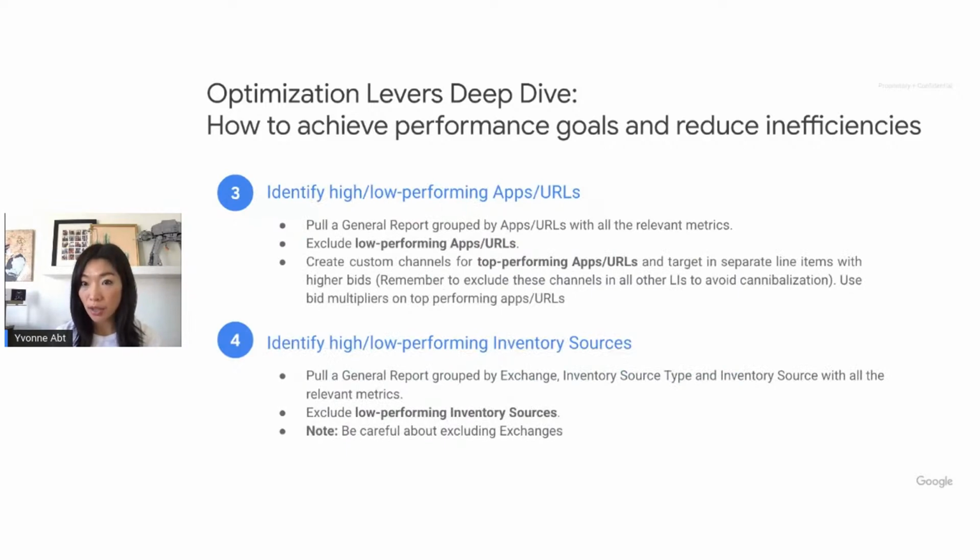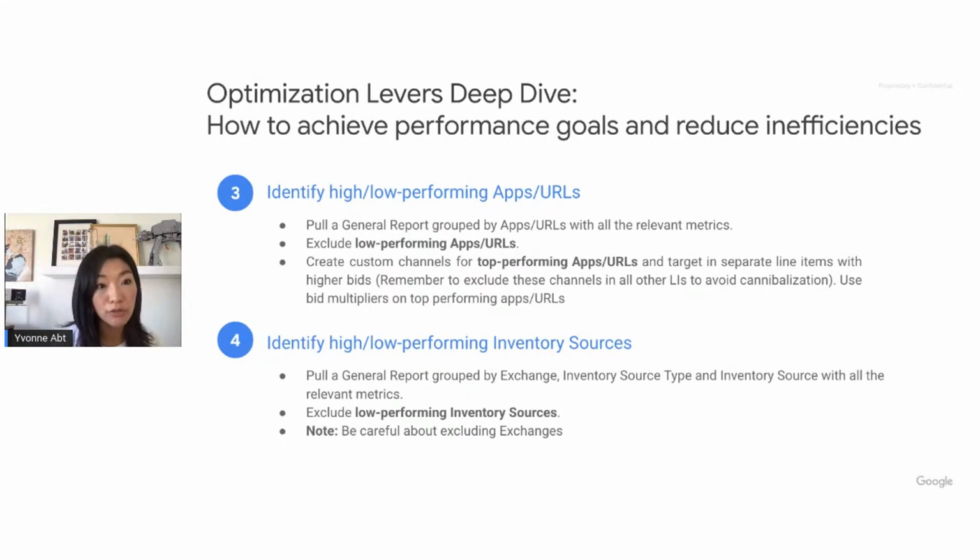So what are those different cuts of data? Well, first is at that app or URL level, or simply where you're running impressions. Here you can pull a report in DV360 that identifies the environments that are performing very well or the environments where you're not really getting that conversion or KPI performance that you're seeking. With your top performers, you might even want to create a custom channel to corral those apps or those URLs in one place so you can target them as a separate line item with a higher bidding strategy.